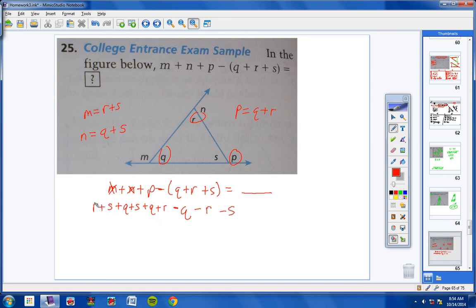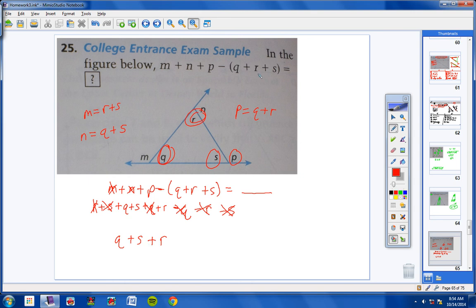This r here would cancel out with this r here. This positive s here would cancel out with this negative s here. This positive q here would cancel out with this negative q here. So we're left with a positive q and a positive s and a positive r. That's what we're left with. Well, that's the inside of the triangle, guys. q, s, r. That's what we're left with.